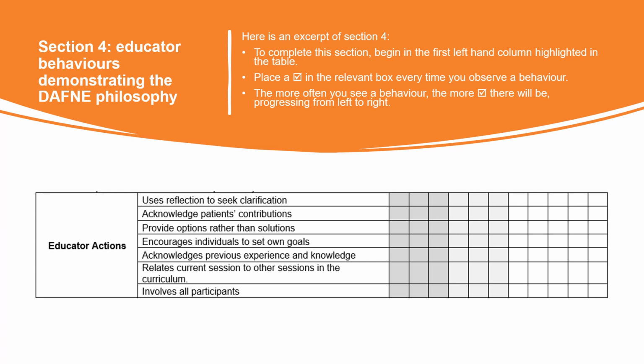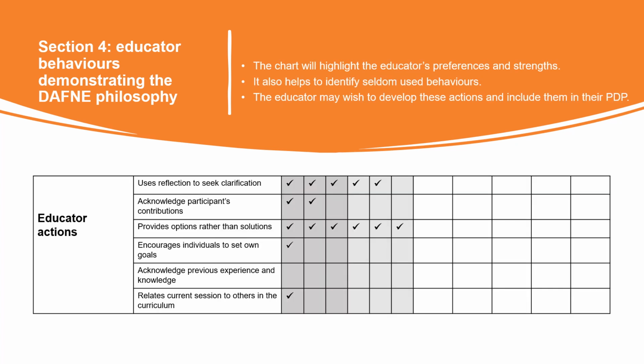To complete this section, begin in the first left-hand column highlighted in the table. Place a tick in the relevant box every time you observe a behaviour. The more often you see a behaviour, the more ticks there will be, progressing from left to right. The chart will highlight an educator's preferences and strengths. It also helps to identify seldom used behaviours, which educators may wish to develop and include in their development objectives in Section 8.